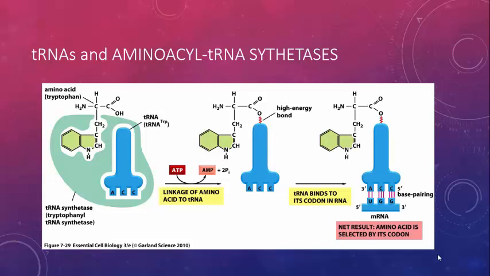This serves as a proofreading step in the process, which helps ensure that the code in the mRNA sequence is correctly translated. The process of adding the amino acid to the tRNA uses the energy released by hydrolyzing ATP. This creates a high-energy bond that we will see come into play in a little bit.